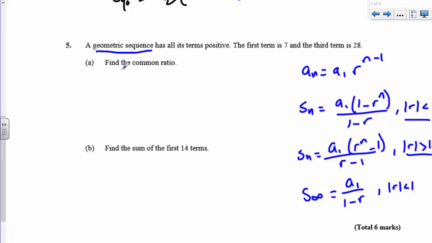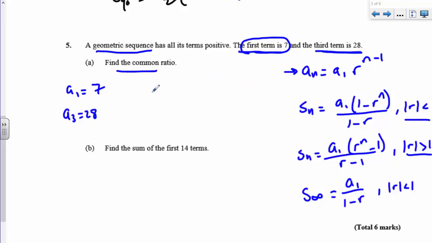Okay, so let's find the common ratio of this. They're kind enough to give me some information. We can get this started now that I have all this written. So I'm going to say, all right, A1, the first term, is 7, because they've told me so right here. The third term is 28. That means A3 is 28. Now I'm going to utilize this equation right here to find the common ratio. I'm going to say AN is the same thing as A3, so n is 3. So A3 is 28. That's what I'm going to start with.